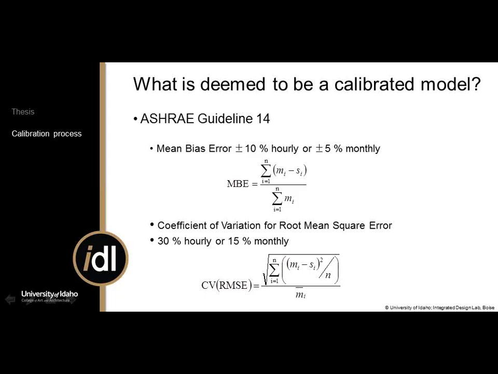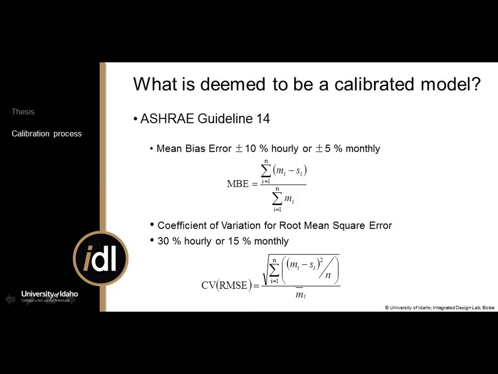Yeah, because the tolerances should really also be based upon building type and potentially the information available. If you're trying to do a monthly calibration for a hotel, it's going to be a lot different than a monthly calibration for a school versus an office building or something like that. So really, these are pretty blunt instruments to determine calibration.